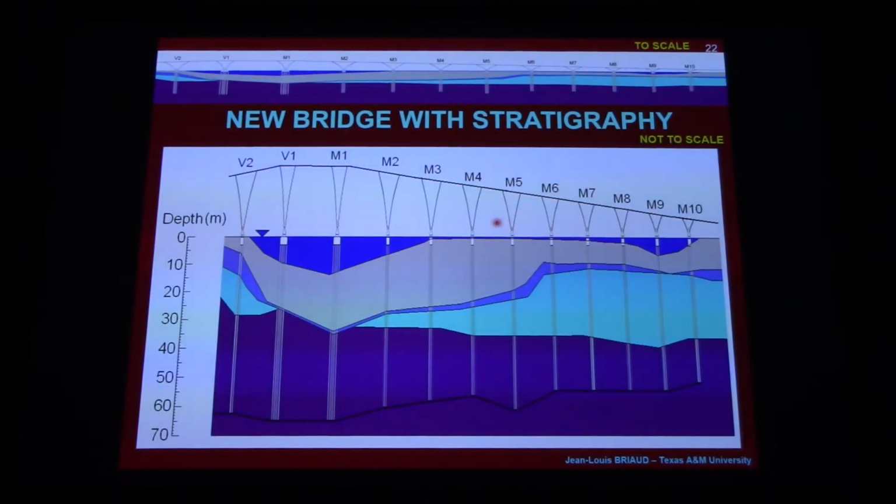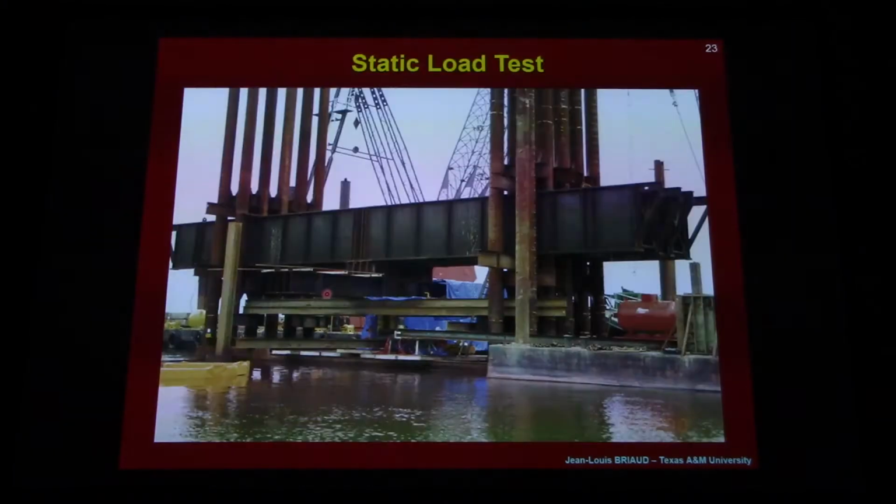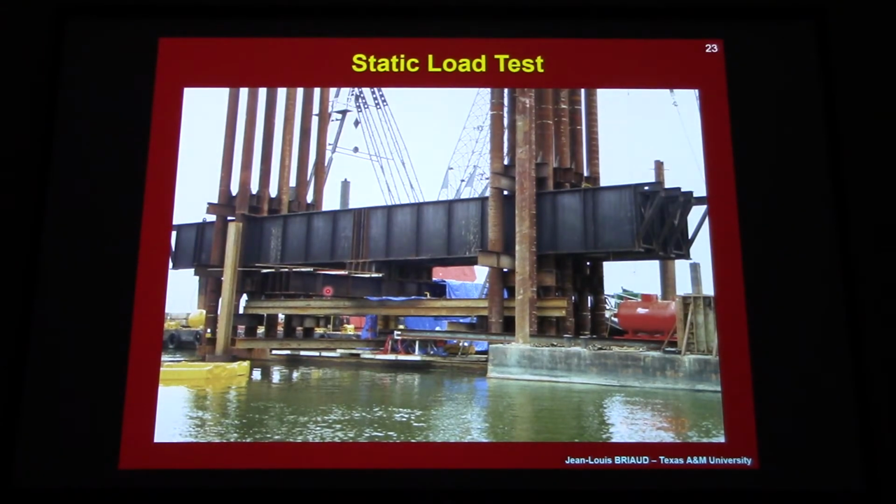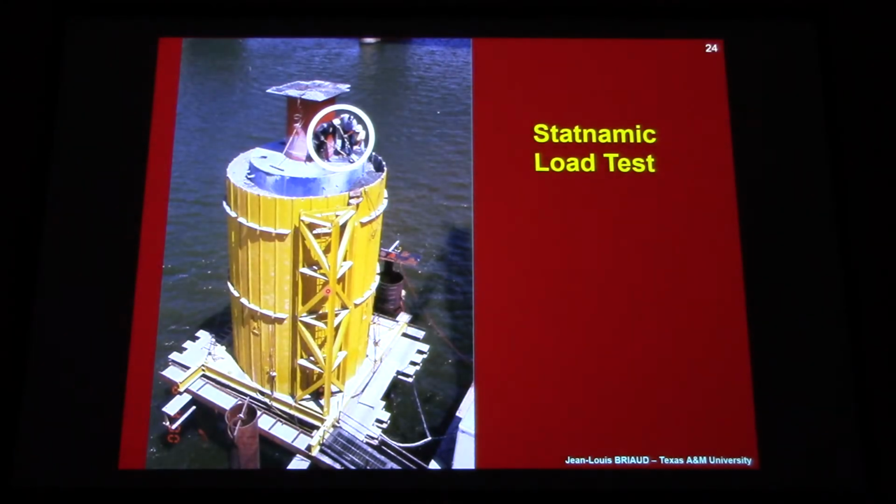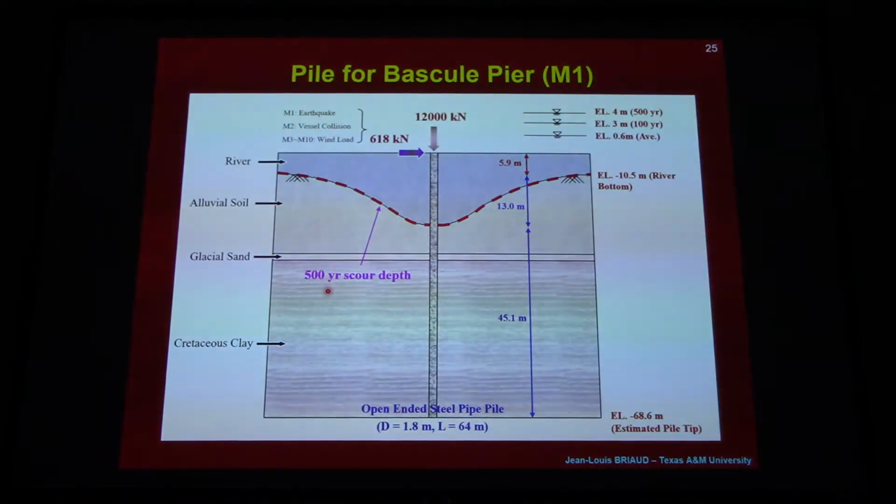And you can see that the piles right here for the bascule piers are going down some 65 meters below the water level. And so these very large piles were load tested, static load test. There were some stat dynamic tests. Stat dynamic test is where you put a big mass on top of the pile and you shoot an explosive, you shoot the mass up, and by reaction the pile goes down. It's pretty impressive. And so here are the piles, and you can see the scour depth here.